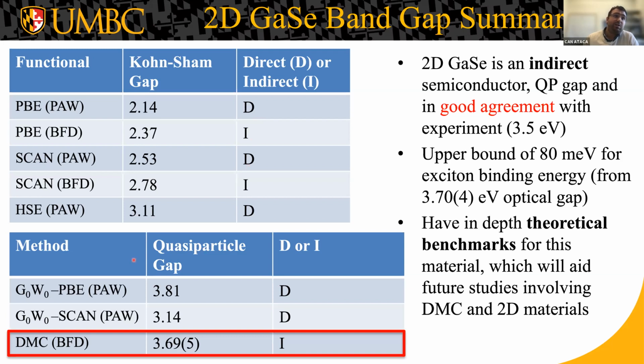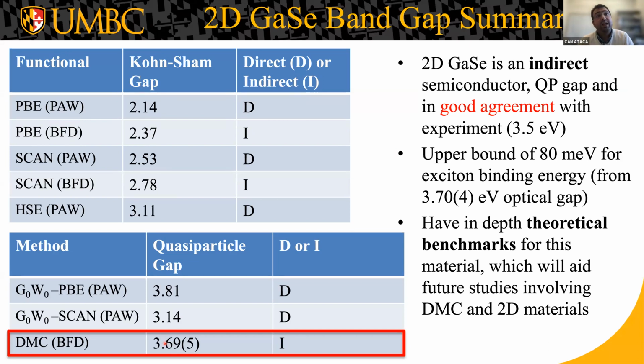So when we look at the GW approximations, both of them claim that this is a direct gap, which is not consistent with the experimental results. With the DMC results, we find that it's an indirect gap, and the gap is on the order of 3.7 eV, while the experimentally reported value is on the order of 3.5. But again, this is on top of a graphene substrate, and experimentally they reported that the exciton binding energy is very minor, so we are talking about things around 50 meV.